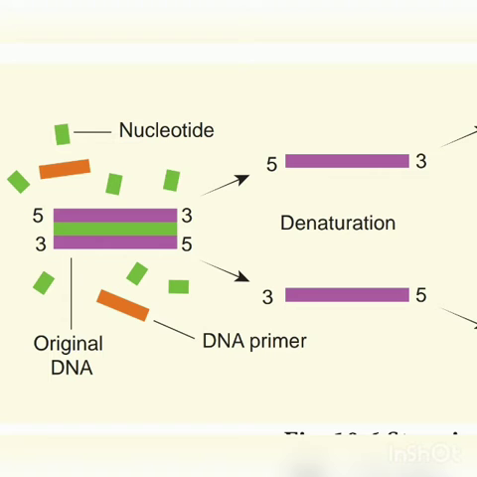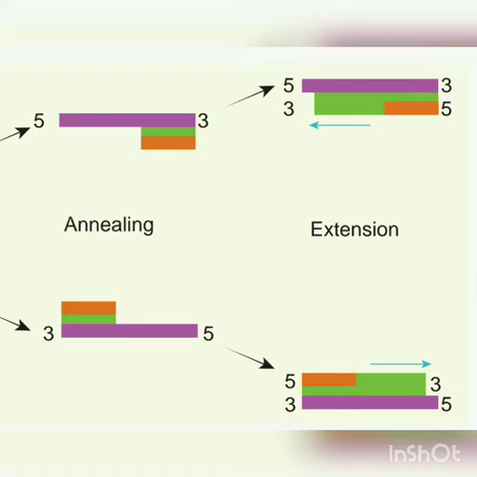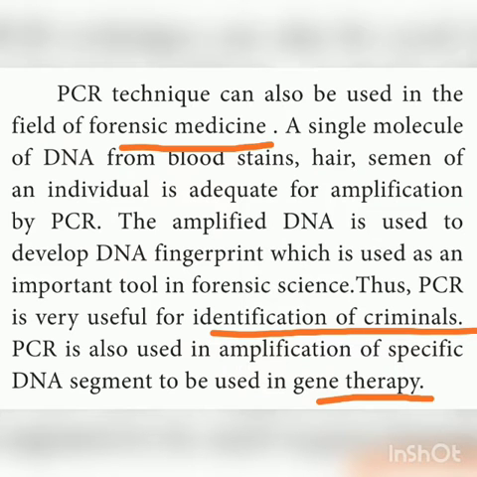A single nucleotide of DNA from the blood stains, hair, or semen of an individual is enough for amplification by PCR. The amplified DNA is used to develop a DNA fingerprint, which is used as an important tool in forensic science. Thus, PCR is very useful for identification of criminals. PCR is also used in amplification of a specific DNA segment to be used in gene therapy. So these applications of PCR are very important. Just four points: for evolution, for forensic medicine, to identify the criminals, and also for gene therapy. So you have to write it in points.